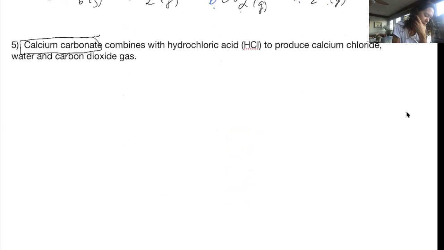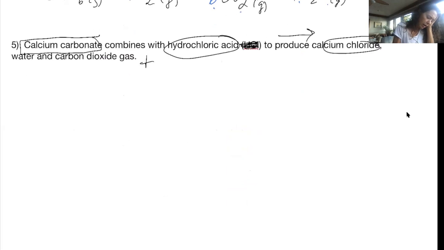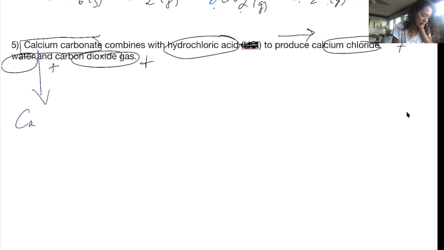Calcium carbonate combines with hydrochloric acid. They don't need to tell you that. You should be able to figure it out yourself. To produce calcium chloride, water, and carbon dioxide gas. All right, let's jump in here. You get started. We need calcium carbonate. Pause. Write your formula for calcium carbonate. Calcium is a metal. This is ionic. I need symbols. I need charges. Those are going to cancel. It will be a solid.